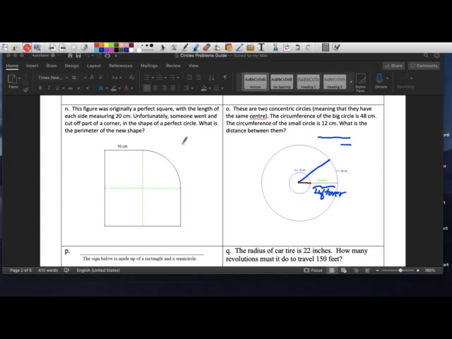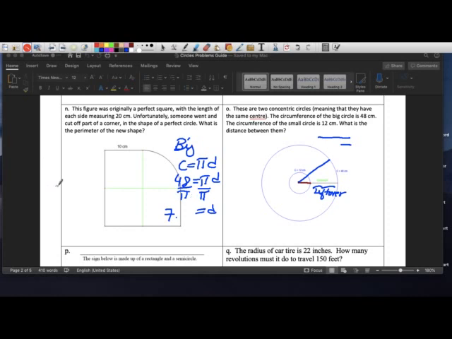So in this case, the big one, I'm given that the circumference is 48. So let's do that. C equals pi d. So we're going to divide both sides by pi. And the diameter is going to be 48 divided by pi. Oops. 48 divided by pi. Enter. And then we're going to divide that by 2. So the diameter is 7.6394, and so on. So I'm just going to take that and divide it by 2 again.